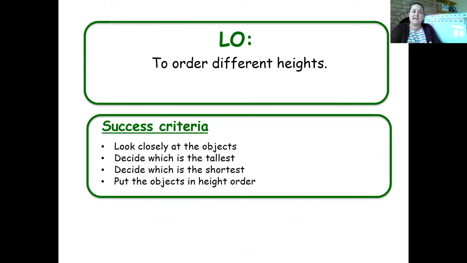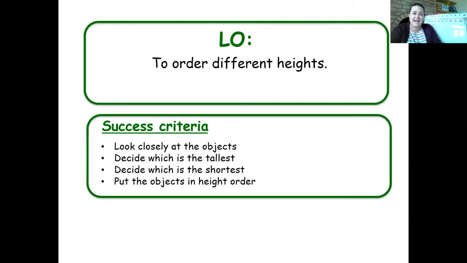So all week we've been thinking about the height of objects. So the first lesson you were thinking about using the correct language. So short, tall, shorter, taller, shorter than, taller than, tallest, shortest. Okay, all those words are the correct words to use when we're talking about height, and we're going to need those today. And then on Tuesday, you were using non-standard units.